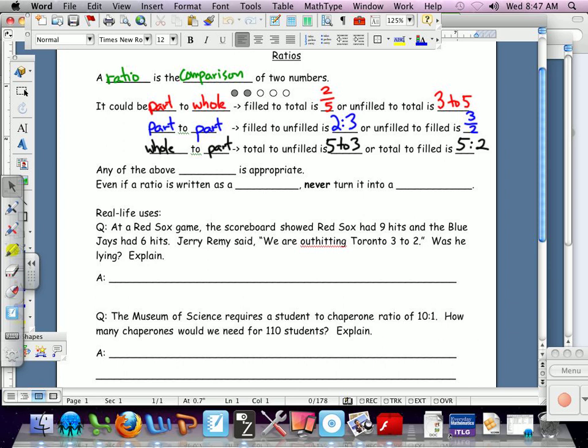Or they might tell you all the class, there was like 23 kids in the class and 10 of them were boys. What's the girls to total, or girls to boys, or whatever, and you have to do the computation to find out how many girls there were. So any of the above notation is appropriate. And even if a ratio is written as a fraction, never turn it into a mixed number.